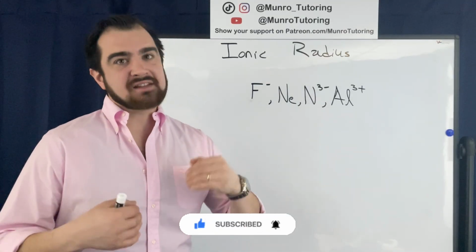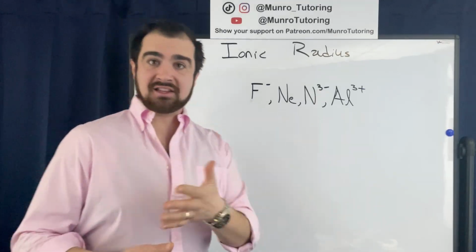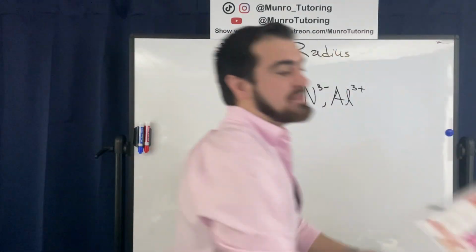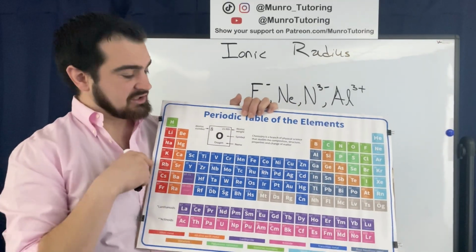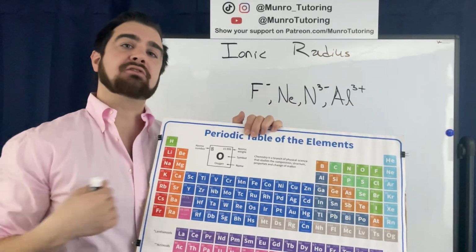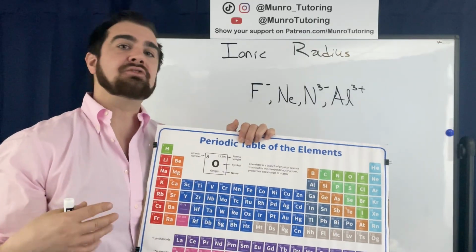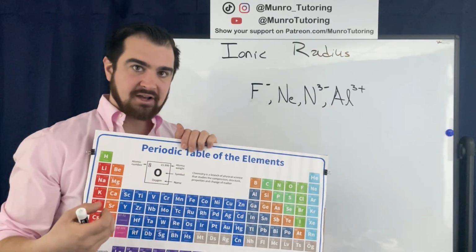If we understand atomic radius, we know that looking at the periodic table, the elements get larger as we go down a group, and they actually get smaller as we go to the right across a period due to the increased nuclear charge, okay?